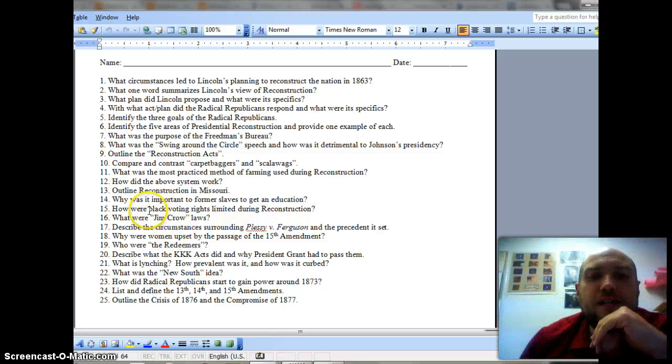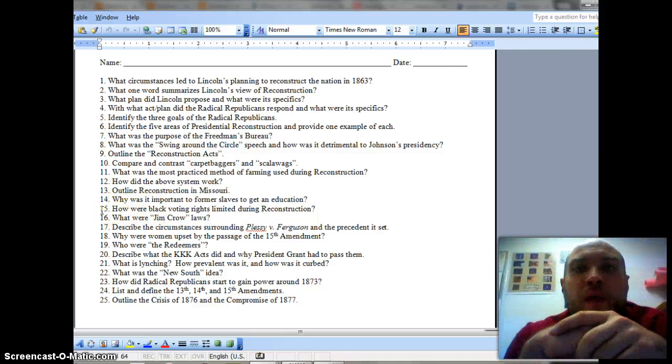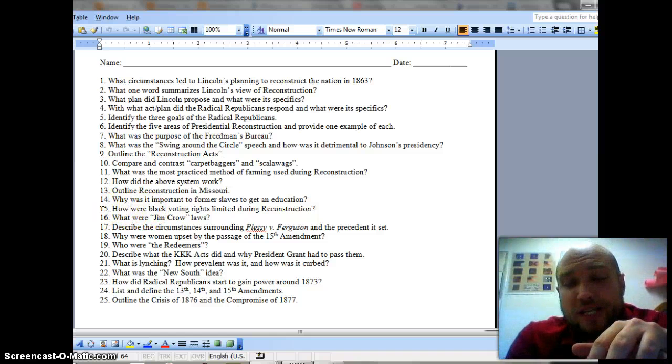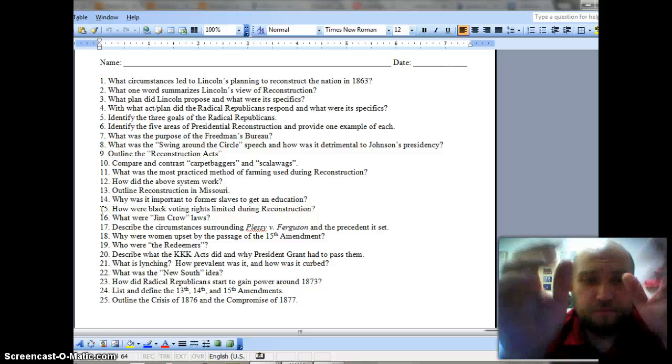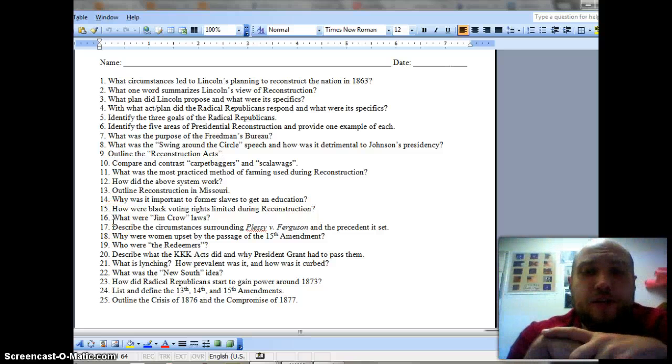Okay. Black voting rights limited during Reconstruction, number 15. Jim Crow laws, you've got poll taxes and literacy tests, which also are down there on 16. You've got the black codes. Okay, 17, the circumstances surrounding Plessy v.